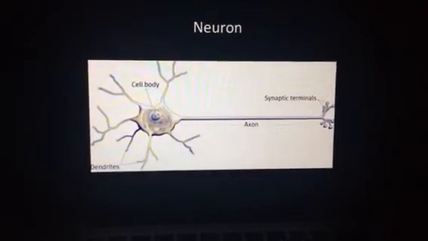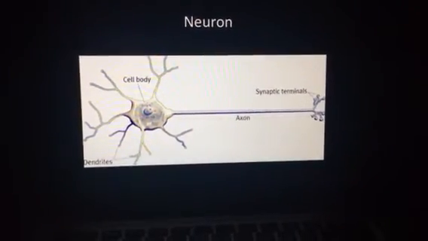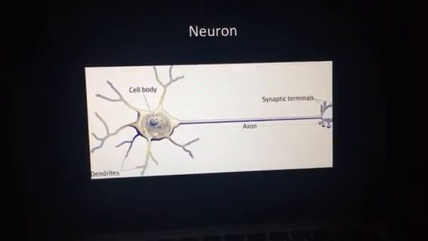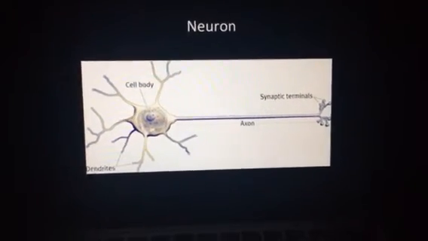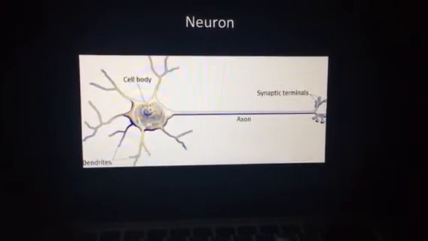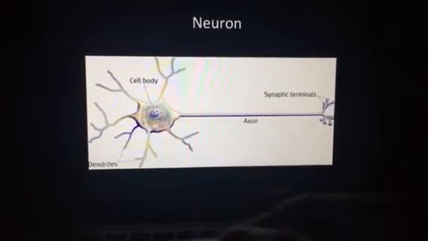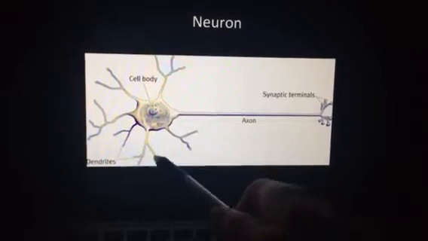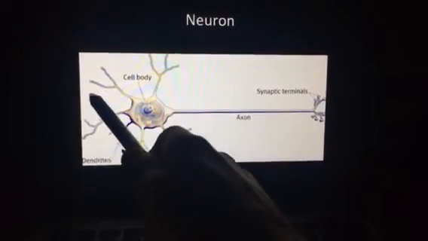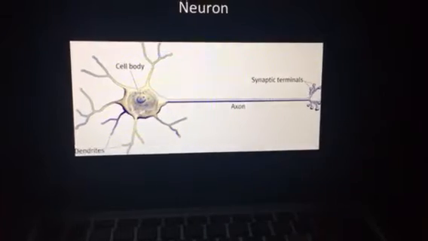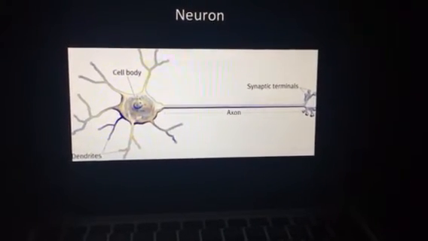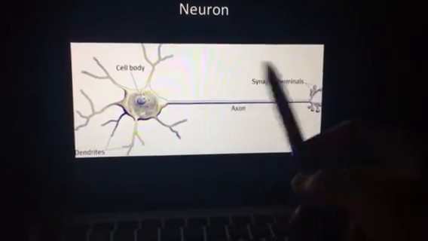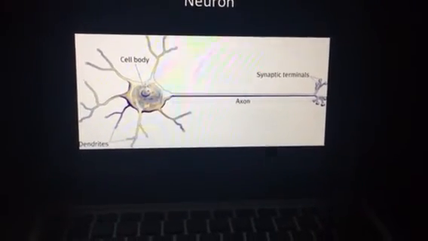Now let's talk about neurons. A neuron is a functional unit of the nervous system. The nerve cell transmits and processes information chemically and electrically. A neuron consists of a cell body, which initiates the action potential. It also consists of dendrites, as you can see here on the outside. They receive information from other neurons in the body. And the axon. The axon transmits the action potential.